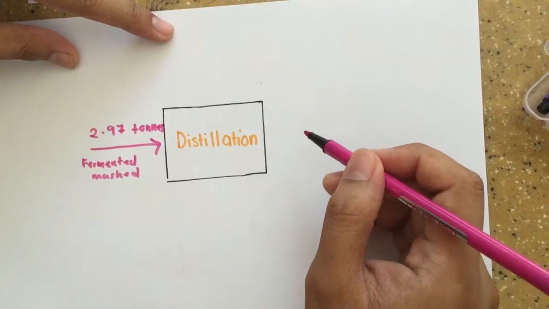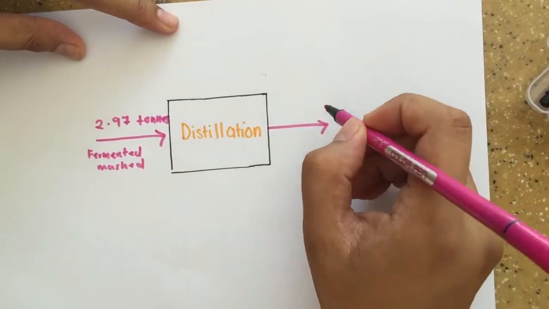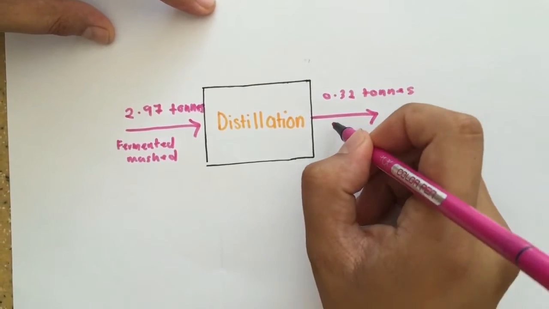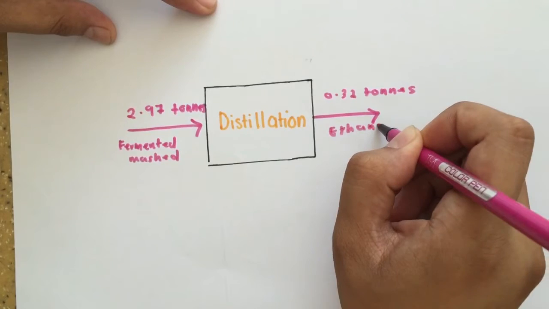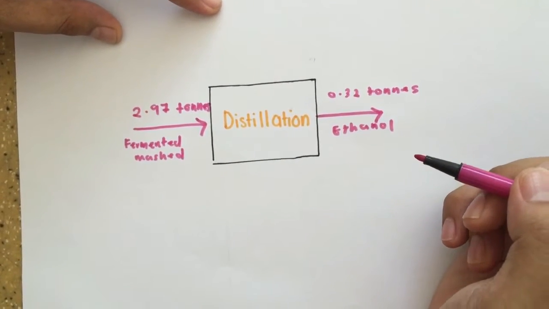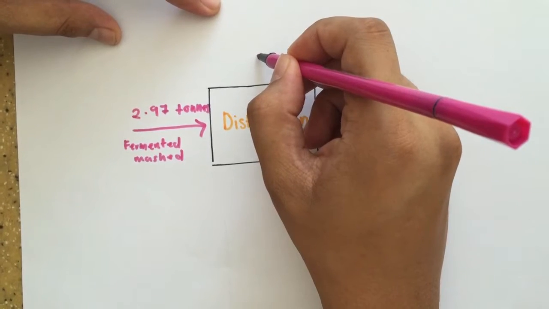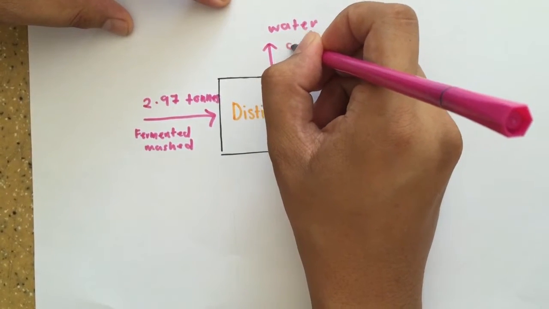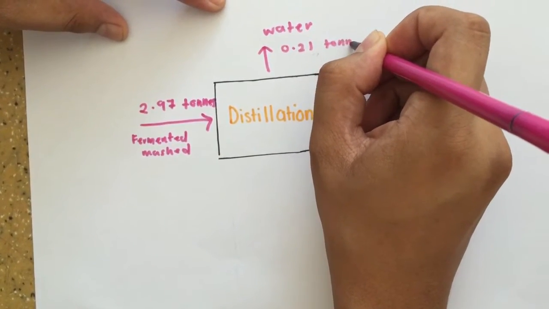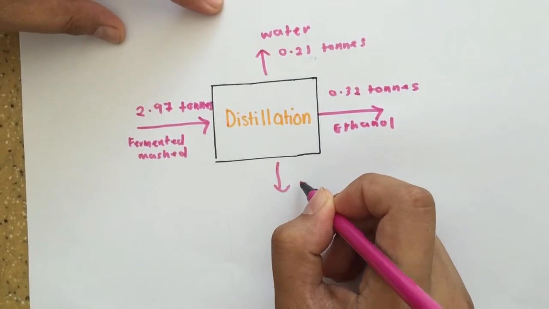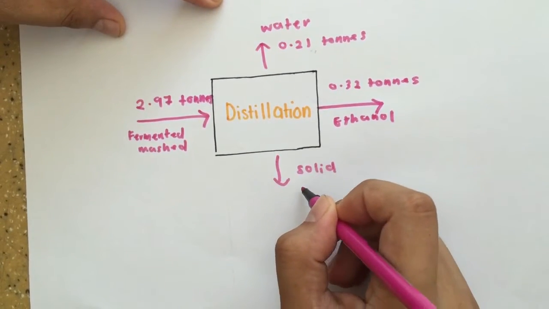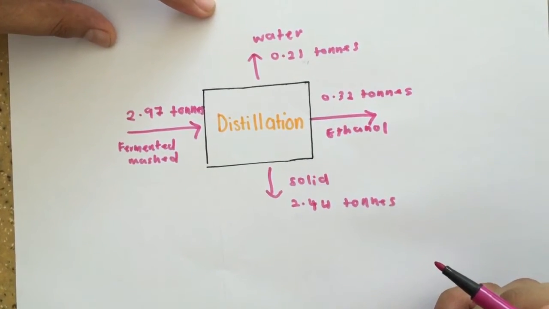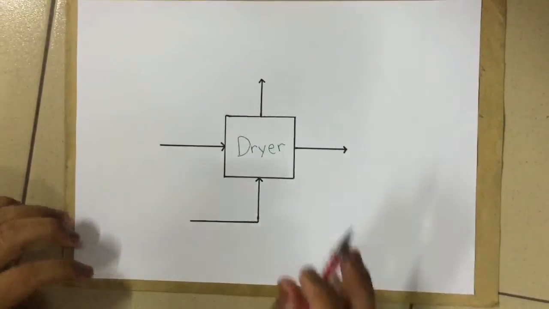In the distillation column, 0.32 tons of ethanol is produced together with byproducts, which are water, 0.1 tons, and also solids, 2.44 tons produced.